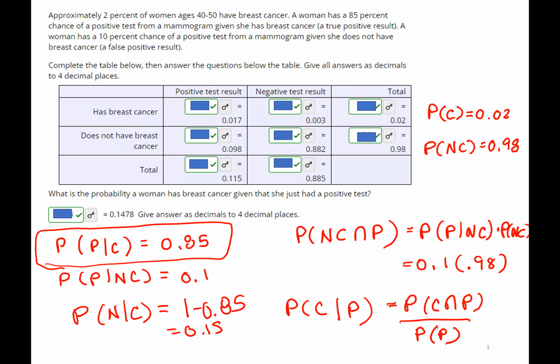So we know what's the probability that we have cancer and test positive. That's the intersection of cancer and positive. So is that 0.017? Is that what we found? And the probability of me testing positive was what? Right here, the 0.115, which is the sum of that column. So take 0.017 divided by 0.115. And do you get 0.1478?